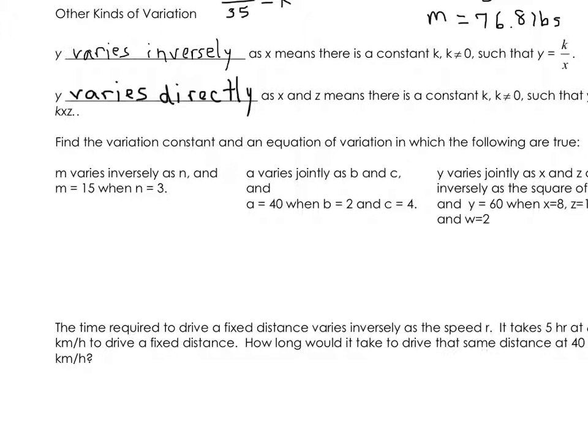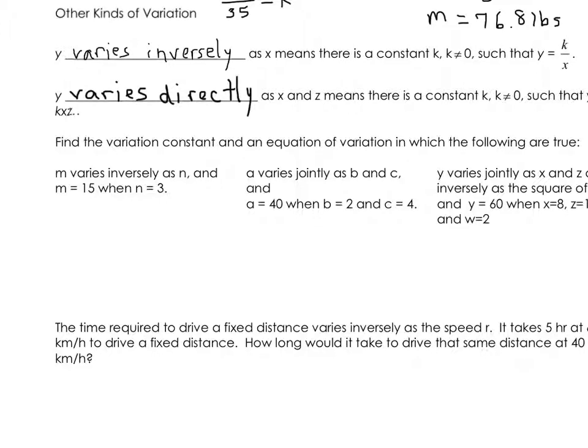Y varies directly as x and z means that there is a constant k, can't be equal to 0, such that y equals kxz. Varies directly with both of them means one goes up, they all go up. One goes down, they all go down.